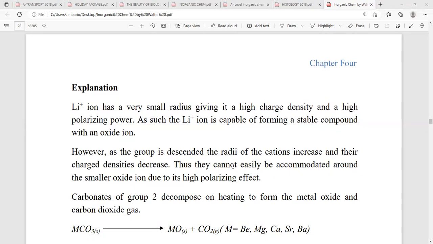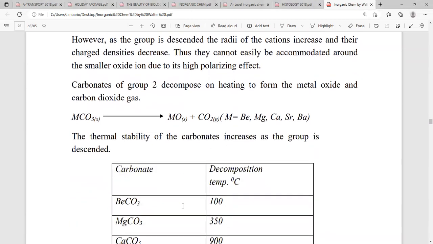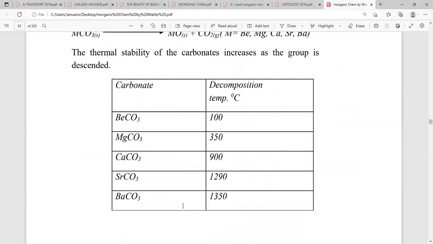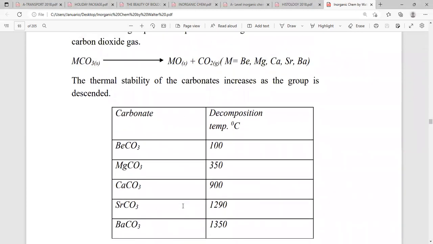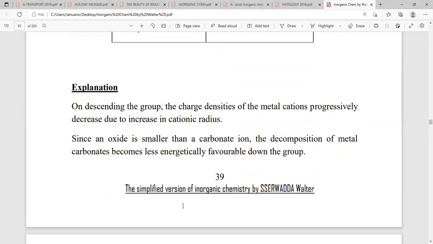The carbonates of group 2 decompose on heating to form metal oxide and carbon dioxide gases. However, their stabilities increase as you go down the group. On descending the group, the charge densities of the metal cations progressively decrease due to an increase in cationic radius. Since an oxide is smaller than a carbonate ion, the decomposition of the metal carbonates becomes less energetically favored down the group.